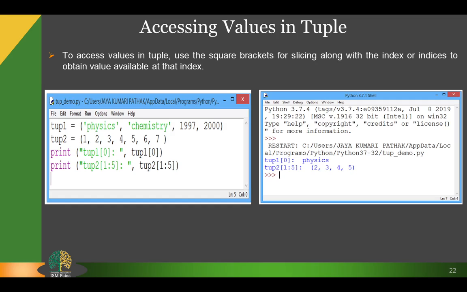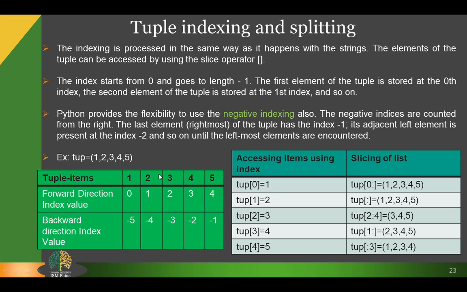We can access tuple values as we access them in a list, using a square bracket. You can see in the example I have used a square bracket with an index value to access the elements of the tuple. The tuple index works in the same manner as we have just studied about lists. It also supports forward and negative indexing, and we access the index value inside the square bracket of the tuple.